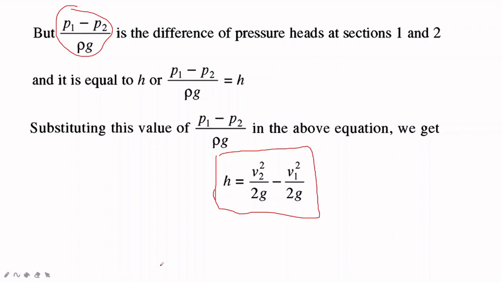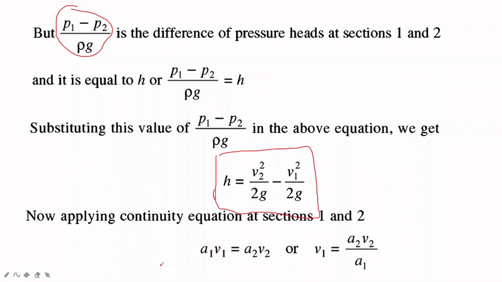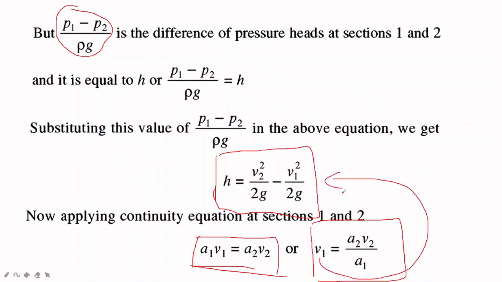Now we will apply the continuity equation. What is the continuity equation? A1 V1 is equal to A2 V2. So we apply the continuity equation at section 1 and 2, that is A1 V1 is equal to A2 V2. From this equation we can find that V1 is equal to A2 V2 divided by A1. So V1 is equal to A2 V2 by A1. Now we have to substitute this V1 back. From this continuity equation we take the term for V1.